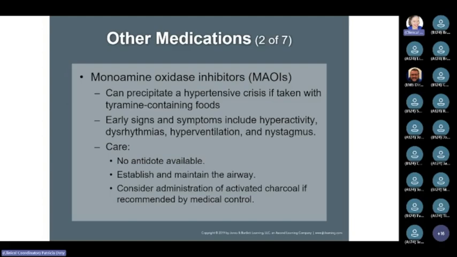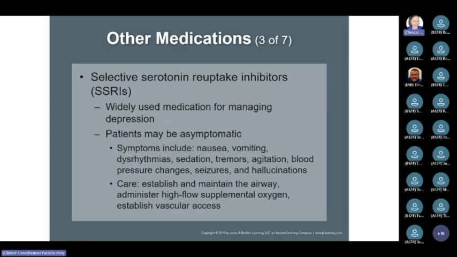Establish and maintain our airway, breathing. Go ahead and give them oxygen, obviously, and consider your activated charcoal. And go ahead and establish vascular access if necessary. And if seizures occur, of course, we're getting our paramedic backup because they're going to give them a benzo.